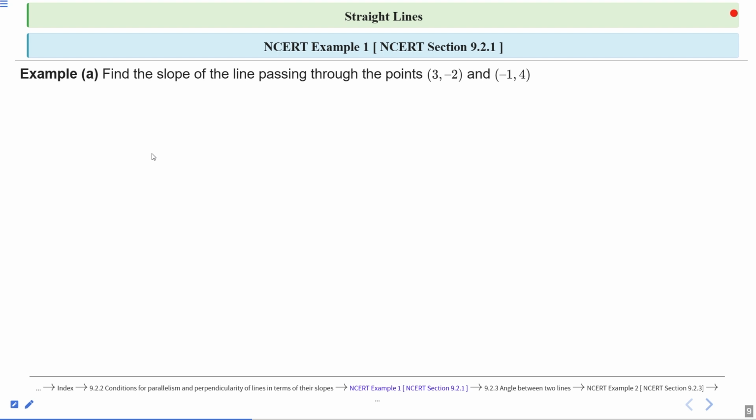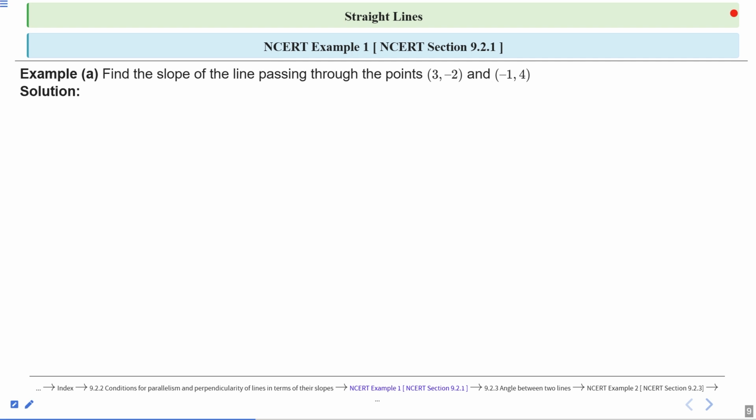So now let us take an example. Now we will discuss NCERT Example 1. In this example, we have to find the slope of the line passing through the points (3, -2) and (-1, 4). Students, first of all, think about this for a moment. How would you approach this example?